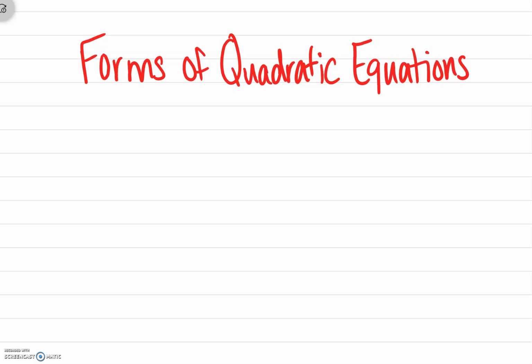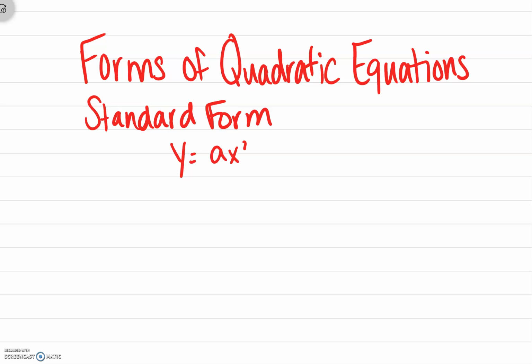Morning, Algebros. We are going to be talking about the different forms of quadratic equations, and we have three different forms that we can write quadratic equations in. The first being standard form, and standard form is written as y equals ax squared plus bx plus c.